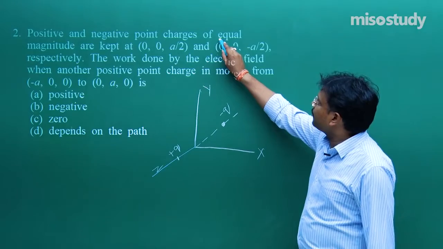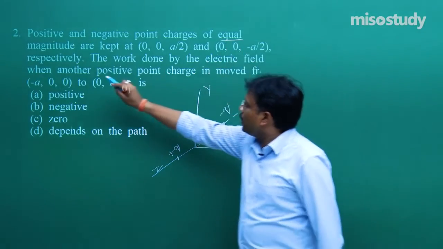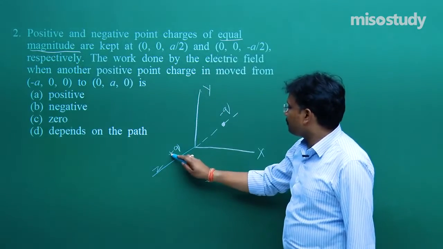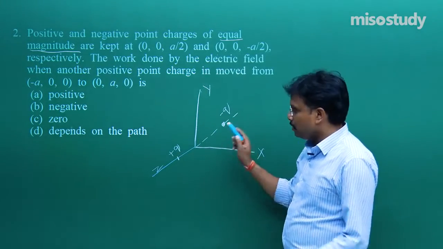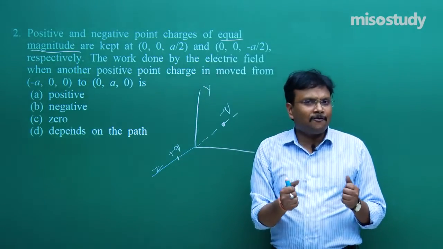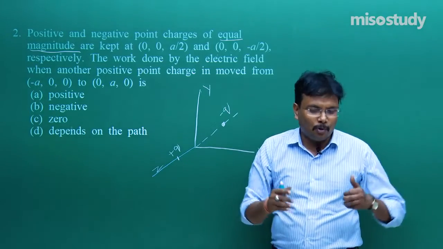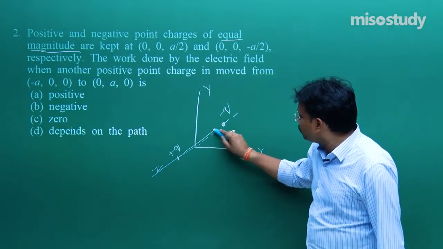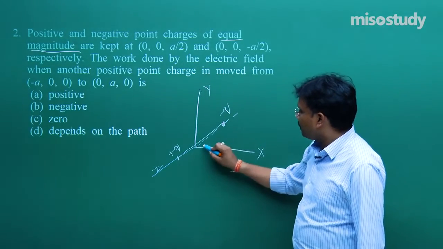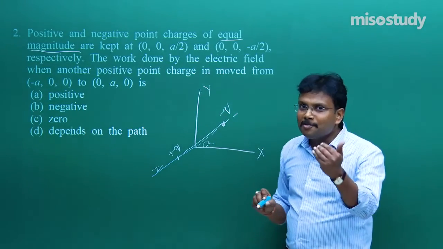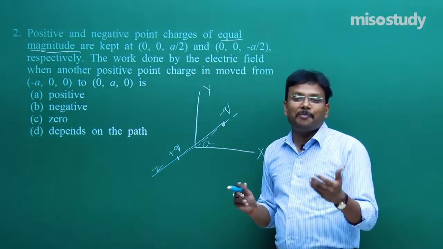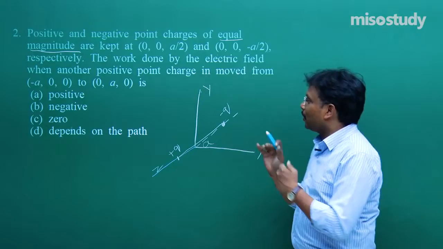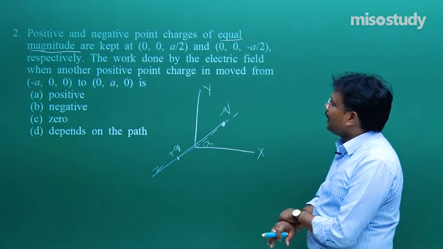And very specifically, it is mentioned in the problem, equal magnitude. So one is plus q, another is minus q. Now, is it like they are forming an electric dipole? Yes. Why? Because the distance between these two charges is a. Clear? One is positive, another is negative. So basically this is the definition of the electric dipole. Okay. Work done by the electric field.